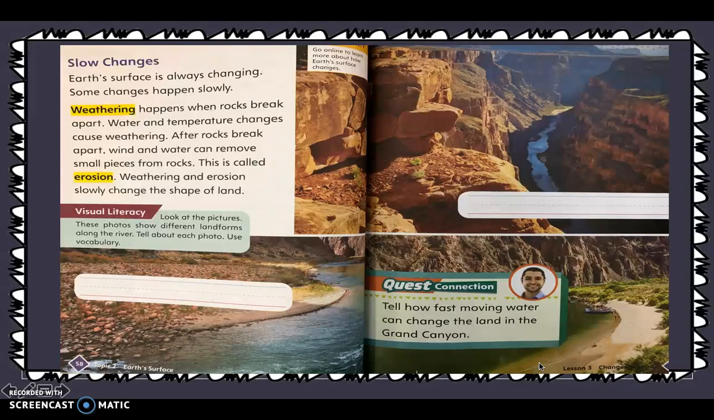Slow changes. Earth's surface is always changing. Some changes happen slowly. Weathering happens when rock breaks apart. Water and temperature changes cause weathering. After rocks break apart, wind and water can remove small pieces from rocks. This is called erosion. Weathering and erosion slowly change the shape of the land.